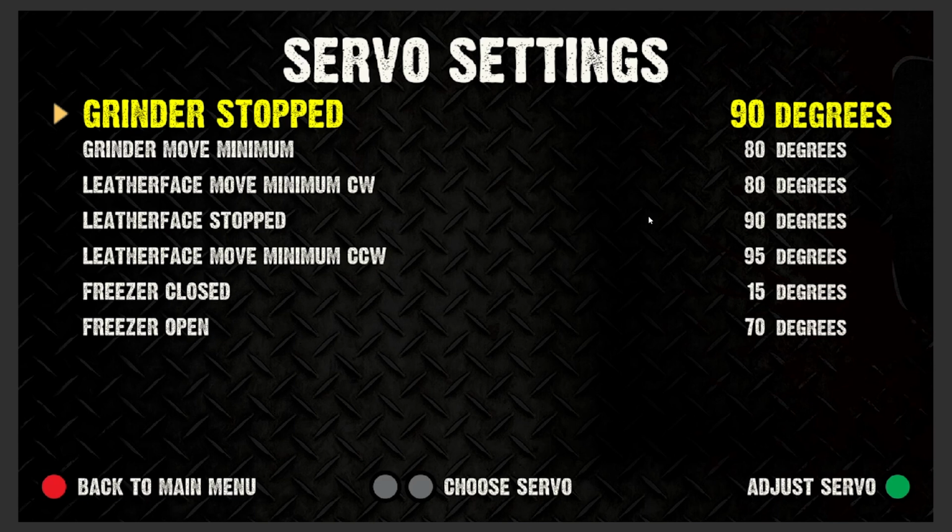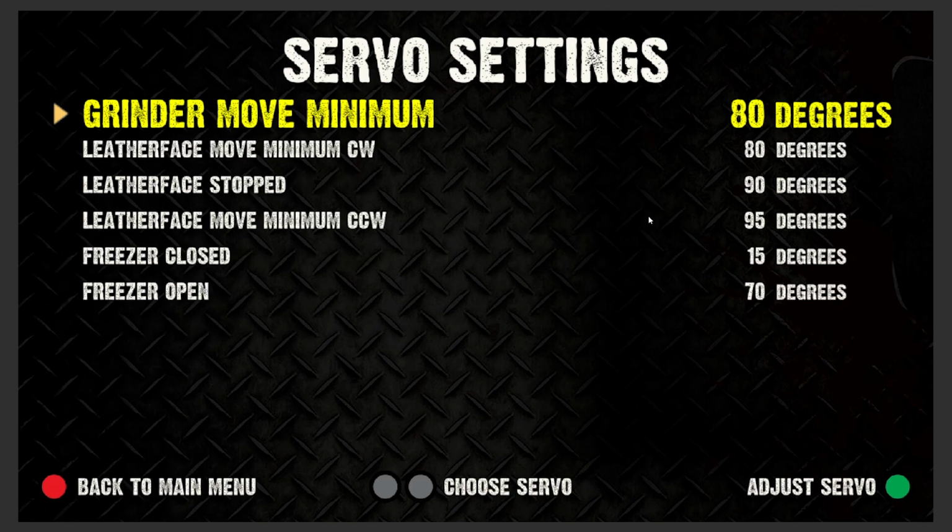And then if you go lower than 90 degrees, it moves clockwise. And the further you move away from 90 degrees, the faster it moves. If you go above 90 degrees, it moves counterclockwise. And the higher you go above 90, the faster it moves. 90 degrees is the position at which the grinder isn't moving. So with your grinder, you want to find, it's usually probably going to be 85 to 80 for this one.